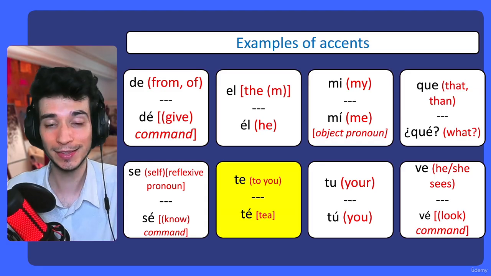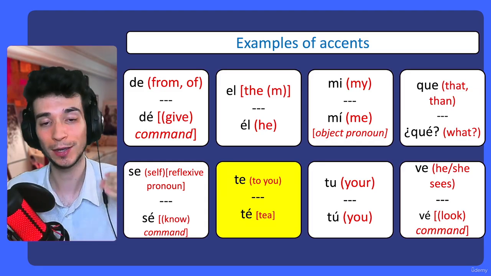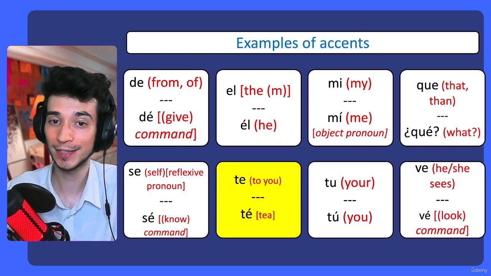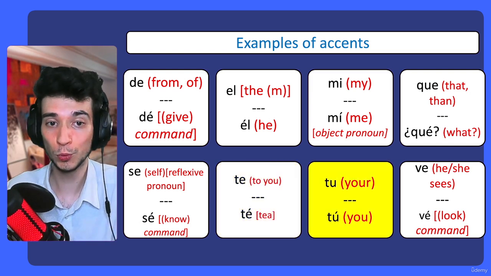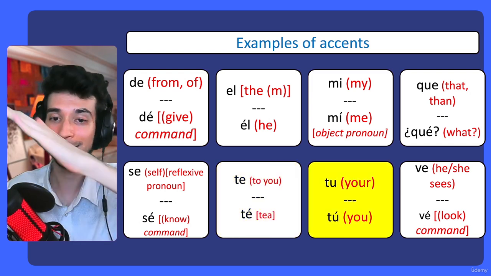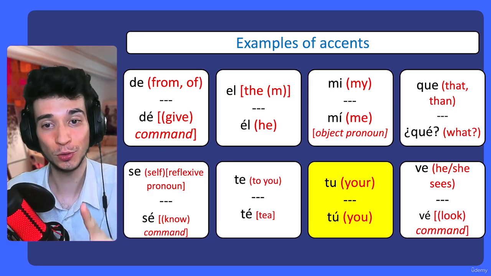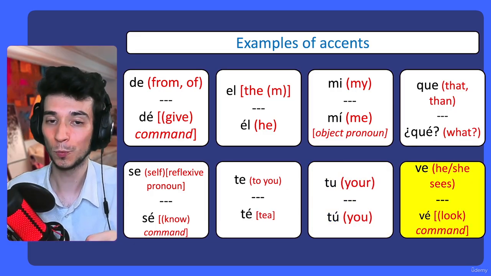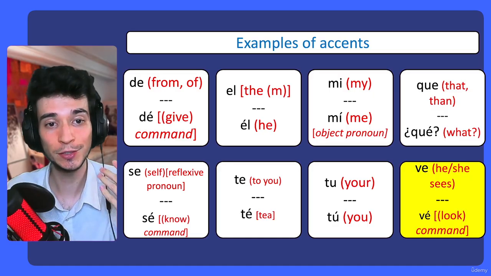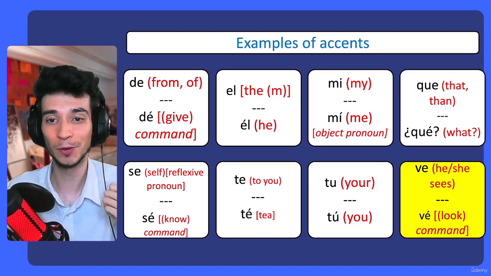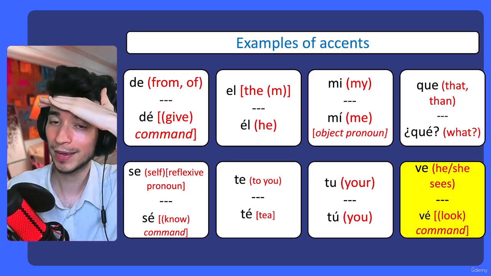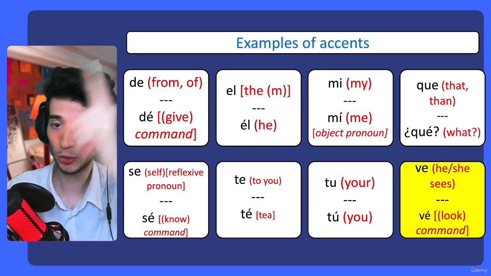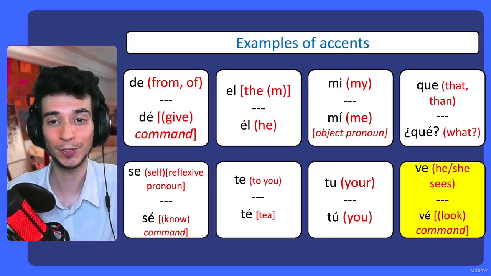The next one is te, which is to you, kind of like I give something to you. And té, which means tea. We also have tu, which is your, and tú, which is you. And there's also ve, which is a conjugation for he or she sees. Ella ve, él ve. And vé, which means look, a command for to look.